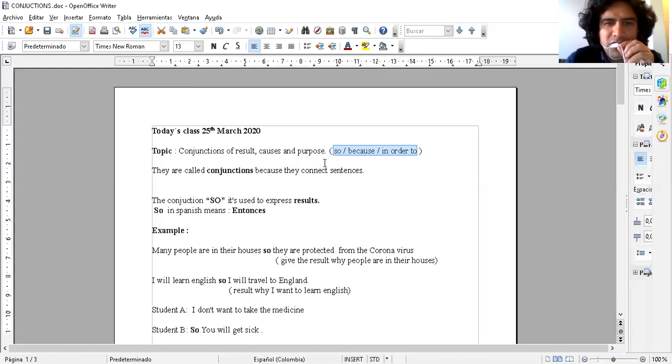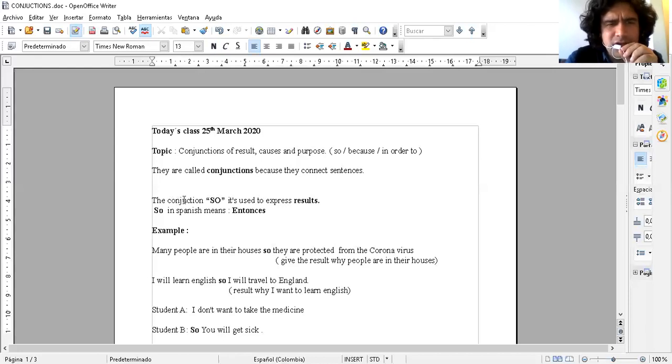What is a conjunction? Well, conjunctions are used to connect sentences. So normally when I have two sentences, I can connect the two sentences using the conjunctions. With the examples, you will understand much better. Okay, let's go back to the paper, to the word.